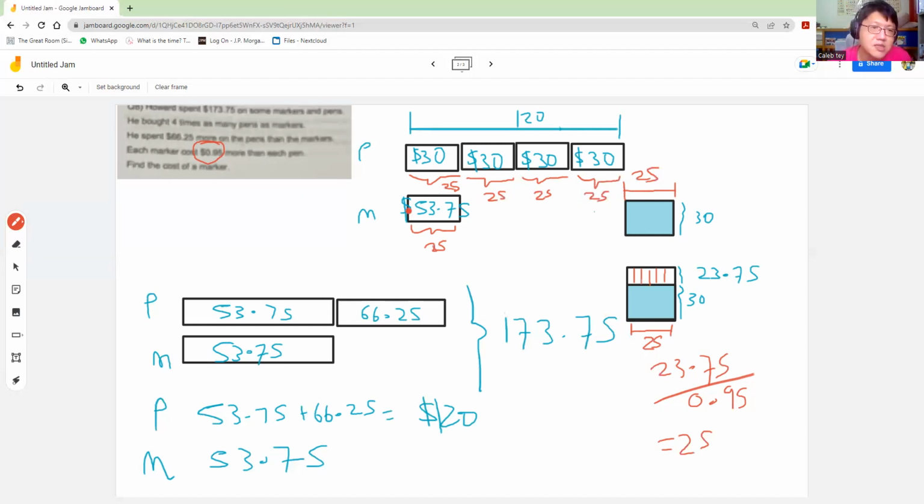Okay, so how much does a marker cost? Well, if all the markers cost 53.75, how much does one cost? Divide by 25. That is the answer. $2.15. That is the answer.